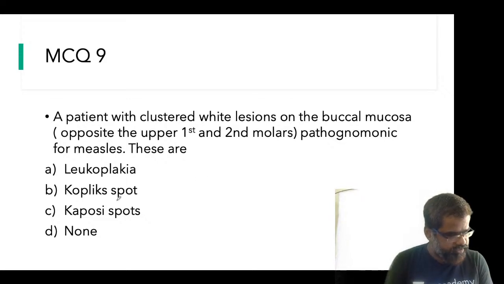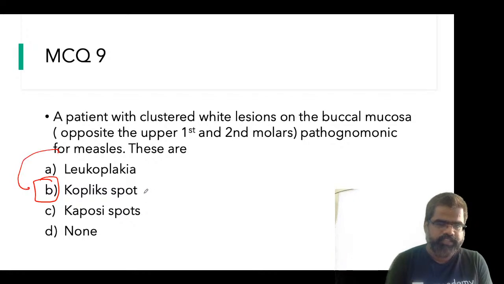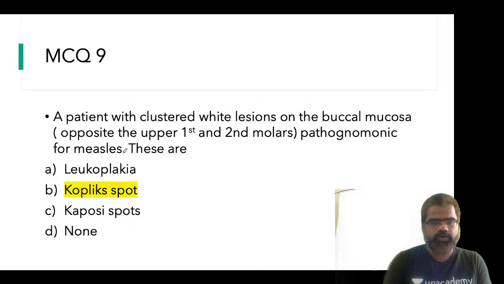If I can see, is it leukoplakia? Is it Koplik spot, Forchheimer spot? None. So this is the easiest one. The answer: measles, the pathognomic feature is Koplik spot. Right. So let's move forward. This you know. Let's take one more question.